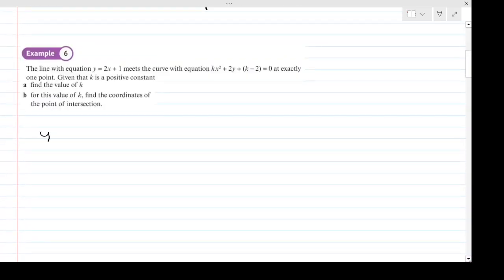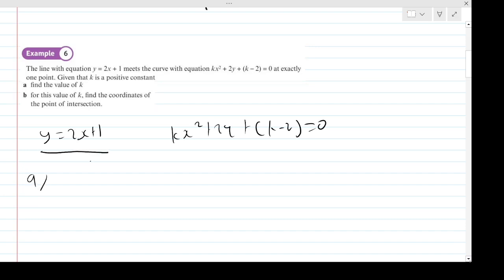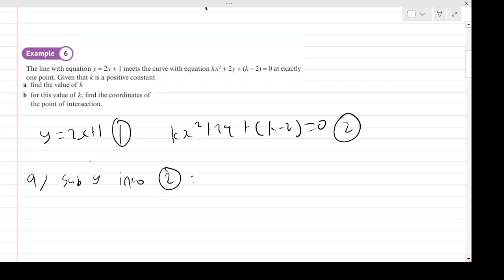So in this example, we've got the line y is 2x add 1 and the curve kx squared add 2y add k minus 2 equals 0. The curve and the line intersect at one point, so we need to solve them simultaneously, meaning we set them equal to each other. We have y is 2x plus 1. I can sub y into the other equation, if I call this equation 1 and equation 2. So kx squared add 2y, which is 2x add 1, add k minus 2 equals 0.